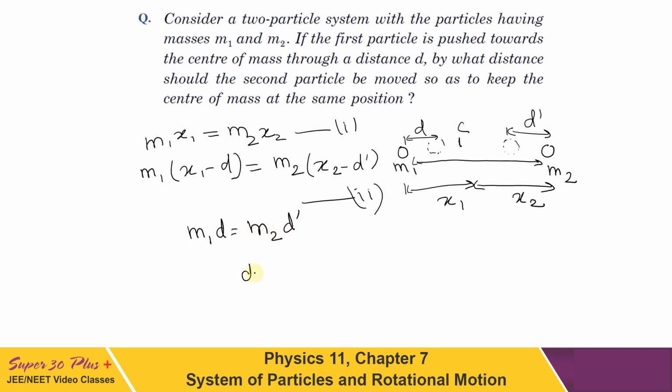From here we can write d dash to be equal to m1 upon m2 multiplied with d. So by this distance, the second mass m2 has to be pushed towards the center of mass so that C can remain at its initial position.